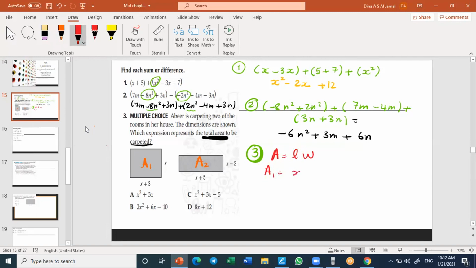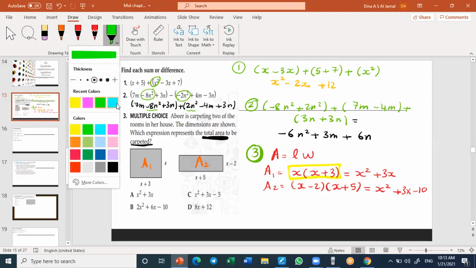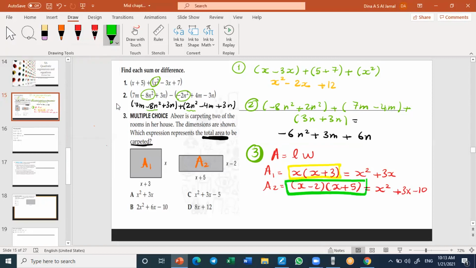It's x multiplied by x plus 3. All you need to do is use the distributive property, so it's x squared plus 3x. Now let's go to area 2. All we need to do is x minus 2 times x plus 5, and here you will be using your FOIL method. The final answer for this will be x squared plus 3x minus 10. So here you will be using the distributive property, but there you will be using the FOIL method.